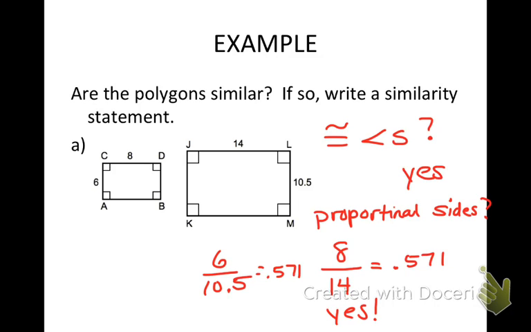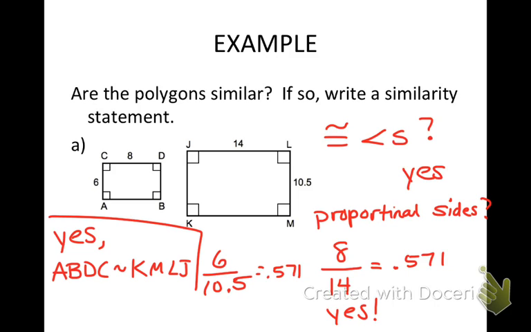So that means, are your polygons similar? Yes, they are. So now let's write a similarity statement. So I'm going to say polygon ABDC is similar to, what's going to match up with A? K. What matches up with B? M, and then L, and then J. So that would be my final answer.